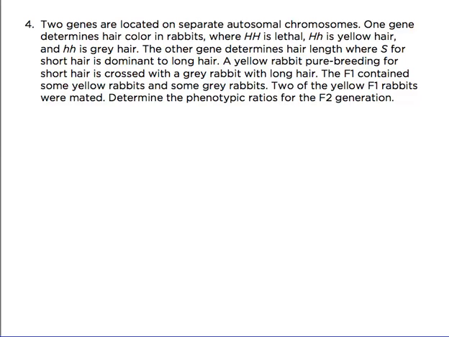So let's look at the original parental generation. It says a yellow rabbit pure breeding for short hair. Now to be yellow, you have to be big H, little h. And if it's pure breeding for short hair, that means it's big S, big S. Now the other parent was a gray rabbit with long hair. So to have gray hair, you have to be little h, and to have long hair, it's little s, little s.